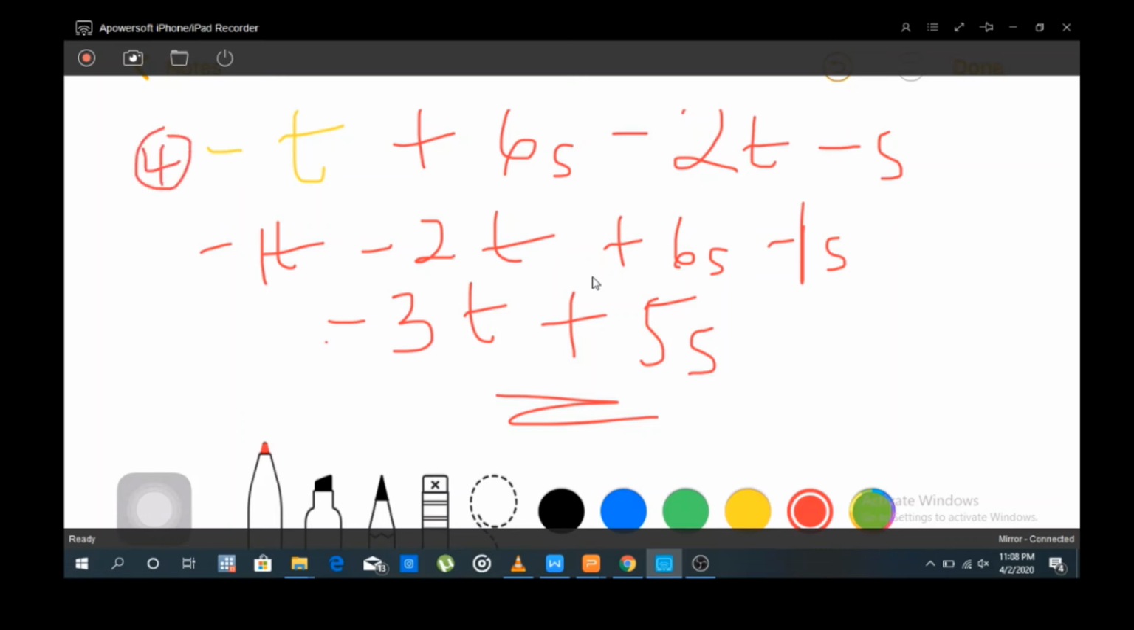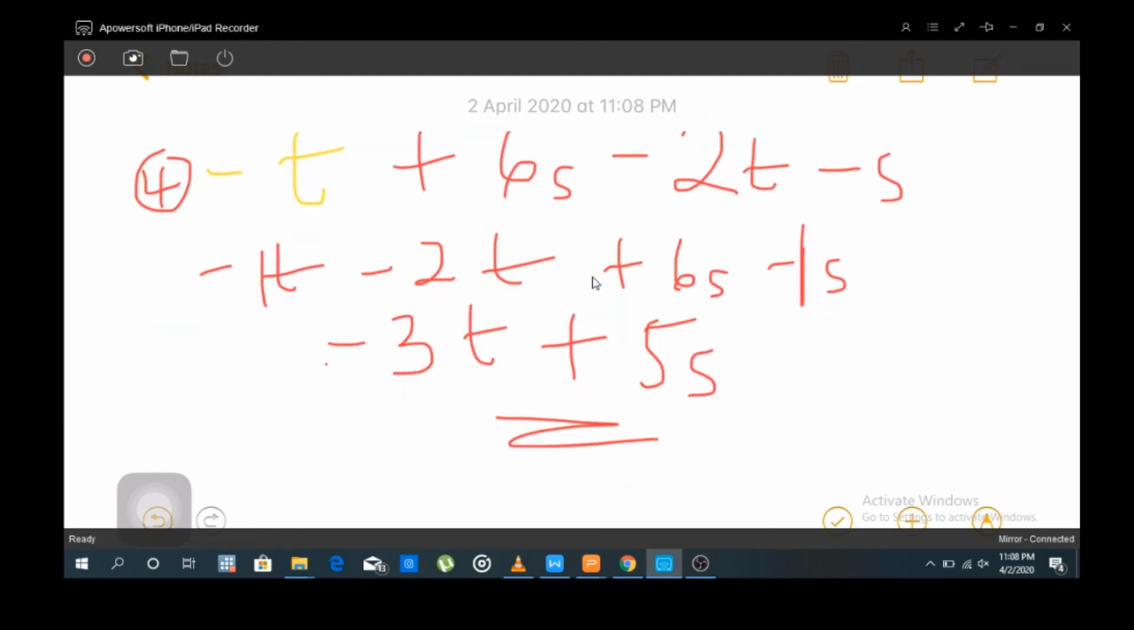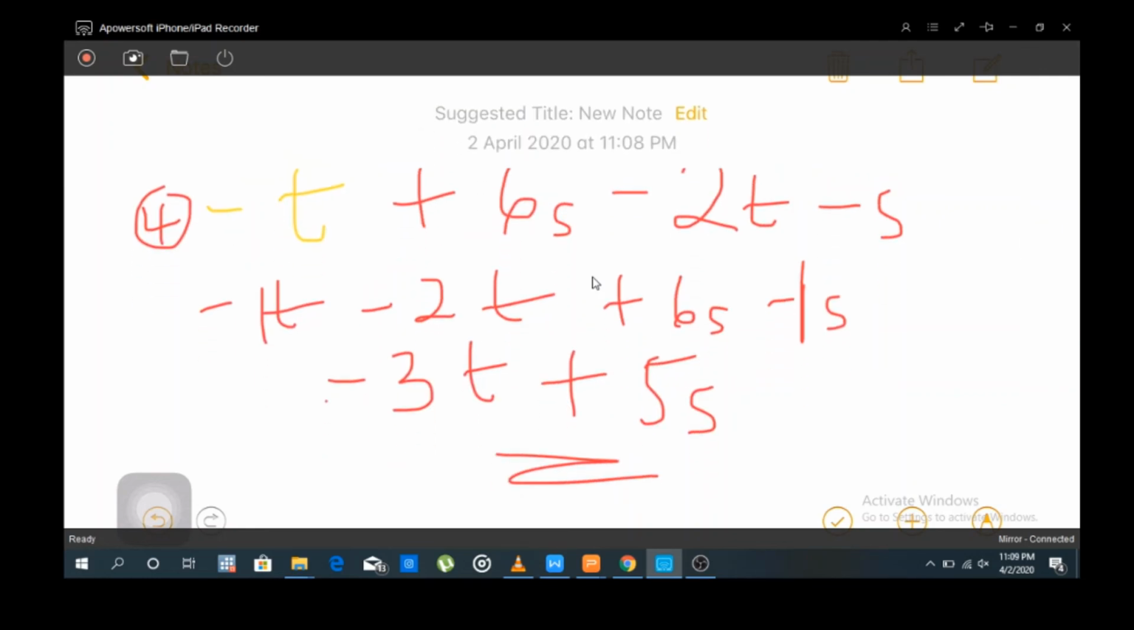Okay. So this is just basically addition and subtraction of algebraic expressions. I hope you enjoyed it and do have fun practicing the examples I'll give you in the next slide. Thank you.